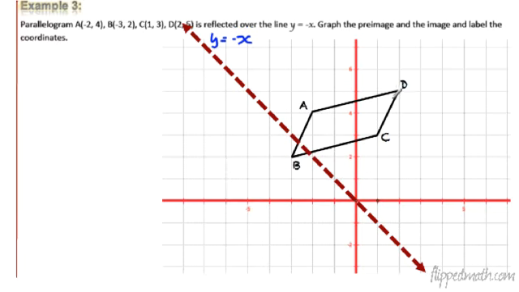I want to reflect this shape in this line, which means if I folded the paper on this line, this thing's going to end up down here somewhere. So I'm going to show you how to do it by counting, and then I'll show you how to do it without counting by using the rule that I just showed you above.